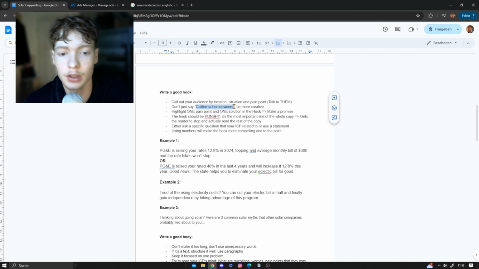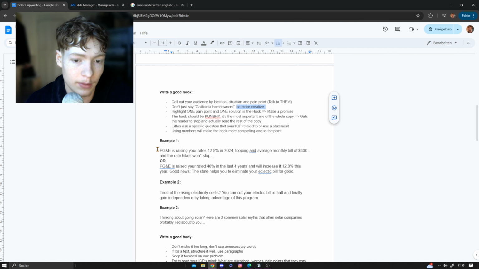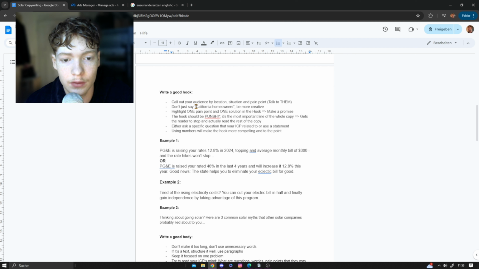If you target more specifically, like a specific neighborhood area or city, then you can maybe do this. So instead of saying California homeowners, you say Los Angeles homeowners, or maybe even more specific, and then this will be effective. But calling your audience out with just California homeowners won't do too much. This is not too good, so you want to be more creative. I will show you some examples in a second that work really well, instead of just doing something like this.